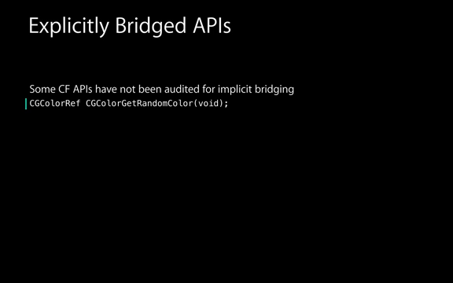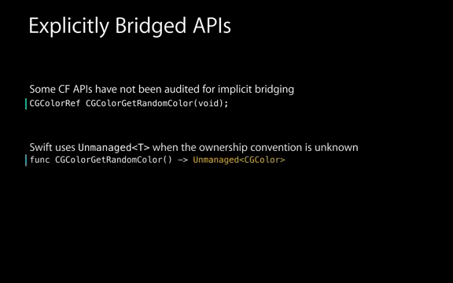And so we may have this function, getRandomColor, that produces some random color. When we pull this in, the Swift compiler doesn't know whether we can really trust that this returns +0 or not. It has get in the name, but we're not sure. And so we do the safe thing, and we import it as an unmanaged CGColor, which means we can't directly manage the memory here because we don't know what the conventions are.